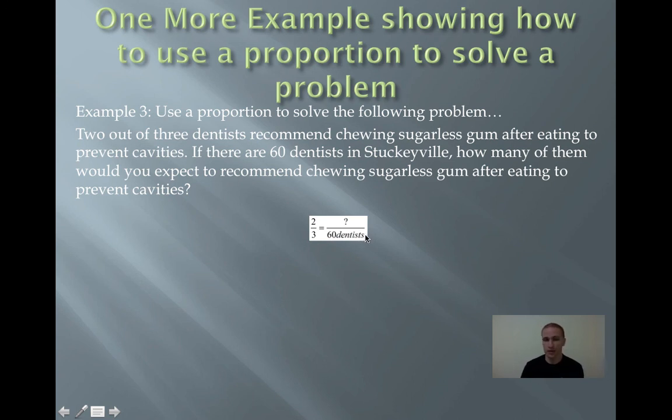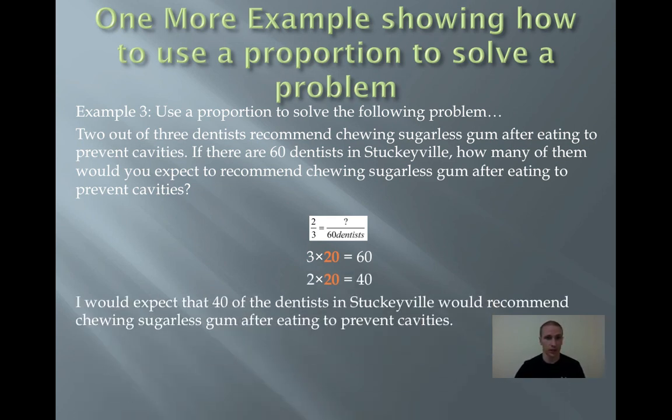So now you choose a method that you like, whether it is finding the number that you multiply 3 by to get 60, doing the same thing to 2, multiplying by that same number, or cross multiplying and dividing. Here I'm just going to illustrate one. I know that it's 3 times 20 to get 60, so I'm going to do 2 times 20 to get 40. Therefore, I would expect that 40 of the dentists in Stuckyville would recommend chewing sugarless gum after eating to prevent cavities. That's the end of lesson 2.3.